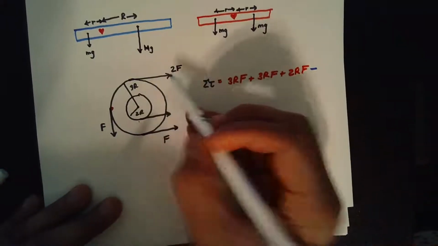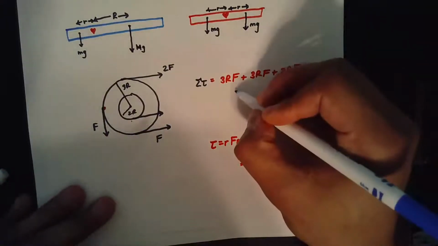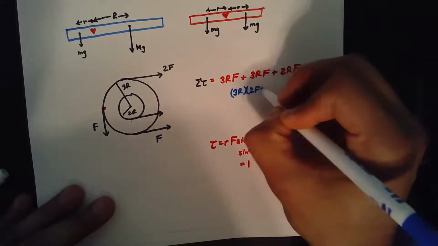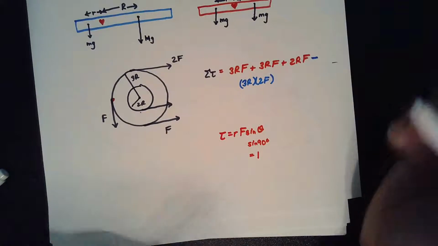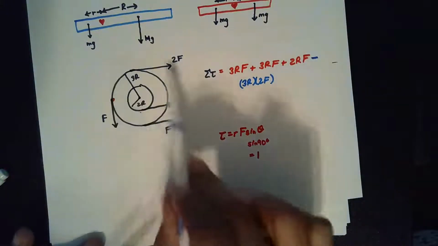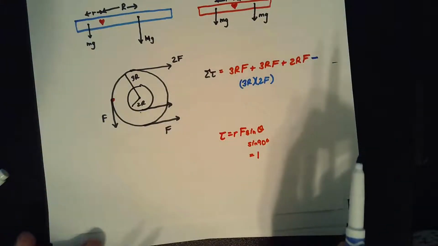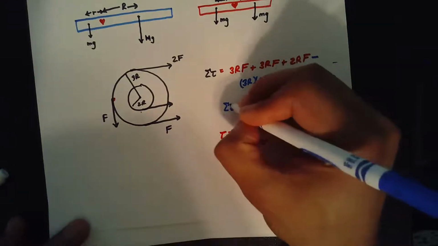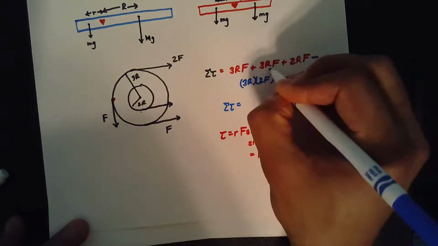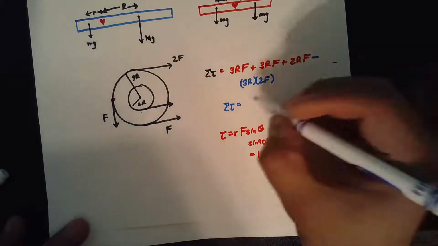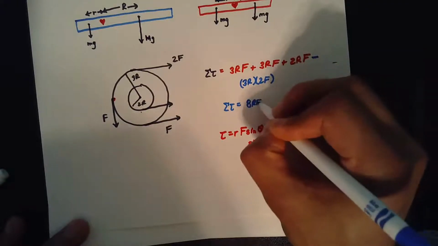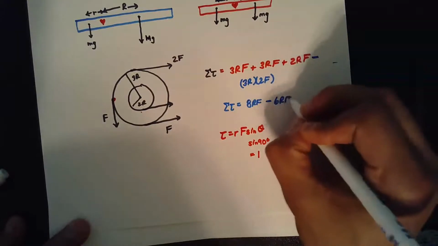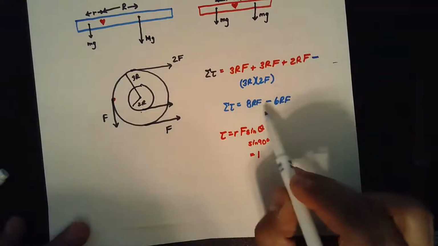Minus this one. I'm going to come down here. 3R is my R value. 2F is my F value. And that will all equal, those are my only forces. All of those together will equal my net torque. Well, as I go through and solve this, then I get 3 plus 3 is 6, plus 2 is 8. So I get 8RF minus 3 times 2 is 6RF, which gives me a net torque of 2RF.